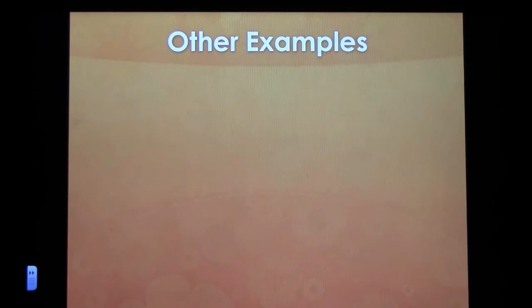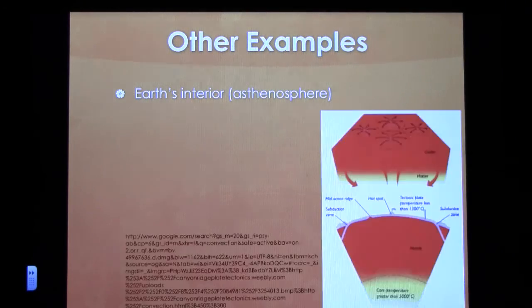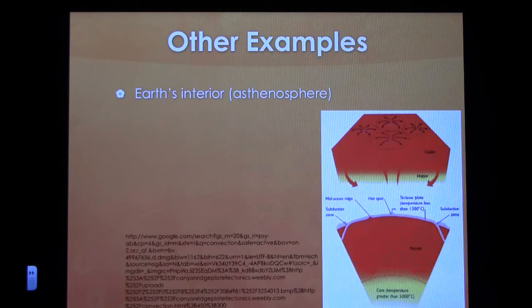Much like the example of a pot of water on a stove, convection currents also take place within the Earth's asthenosphere, the liquid part of the mantle. Heat comes from the interior of the Earth and warms the mantle so that part of it begins to melt into a semi-liquid form. As the mantle warms, it becomes less dense and rises.